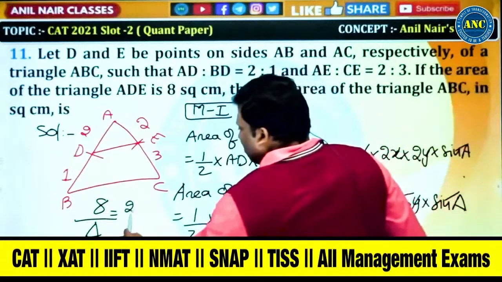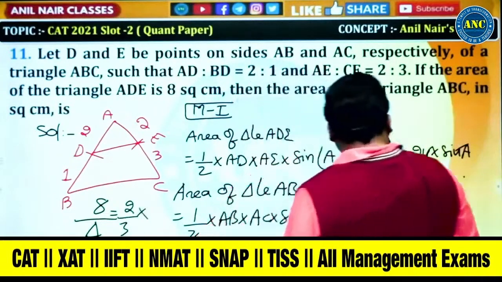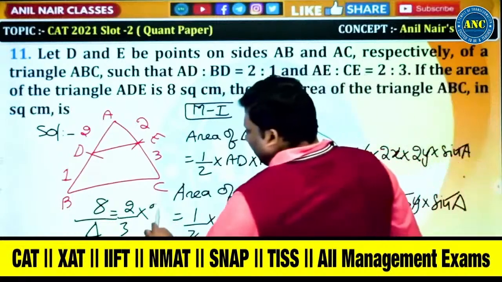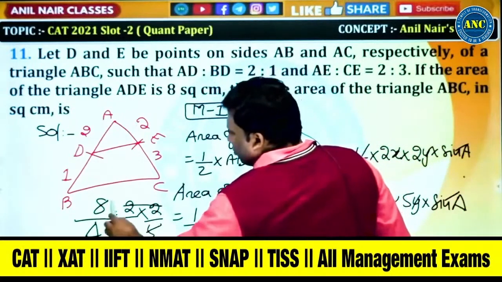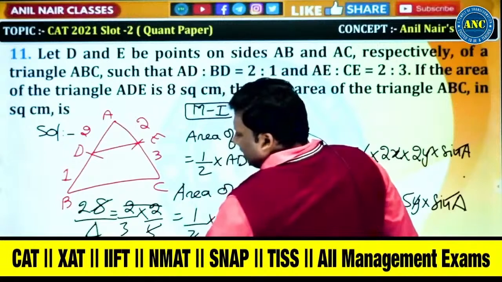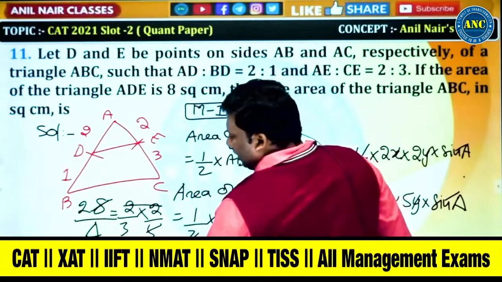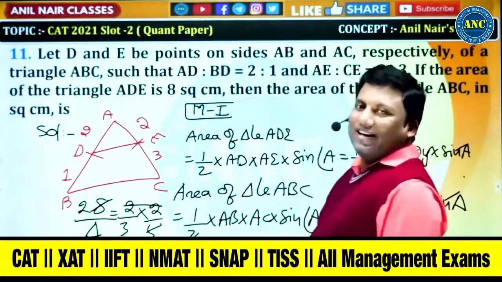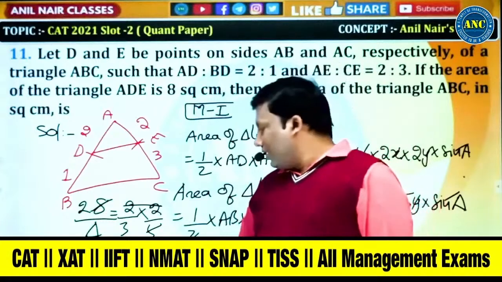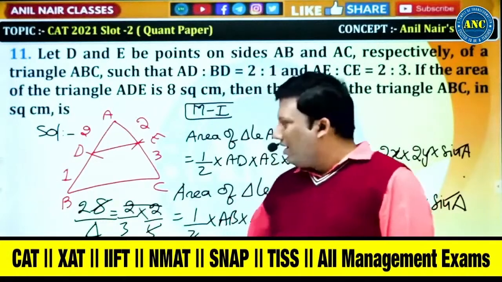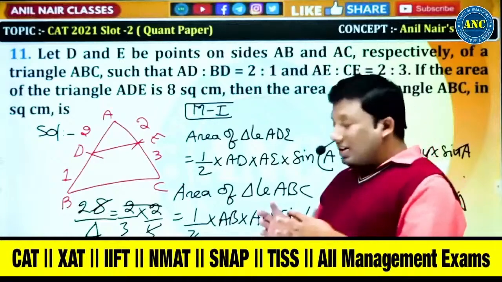So it is 2 by 3 into, how much? 2 by 5. 2 2s are 4, 4 2s are 8. Delta is equivalent to 15 into 2, 30. Very, very easy question.